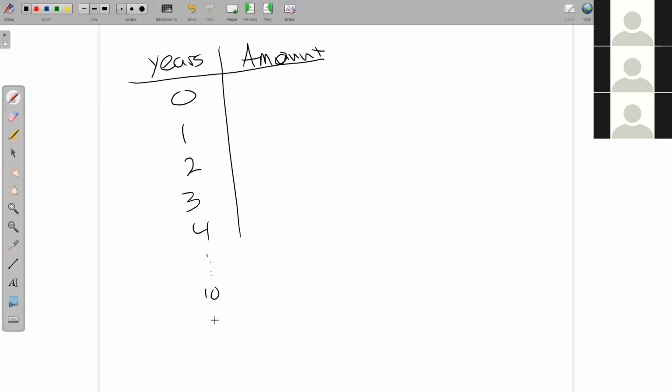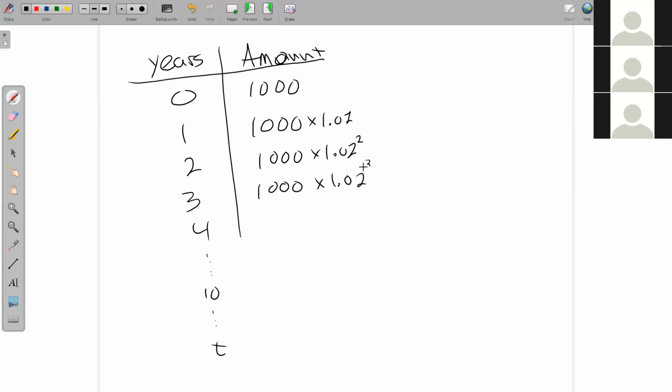Skip up to 10 years or just call it T years. Initially, I have $1,000. 1 year later, it was 1,000 times 1.02. 2 years later, it's whatever 1,000 times 1.02 squared is. 3 years later, it's 1,000 times 1.02 to the 3rd power. 4 years later would be 1,000 times 1.02 to the fourth. So recognizing that I can squeeze the initial amount and the interest together, that becomes this multiplier.